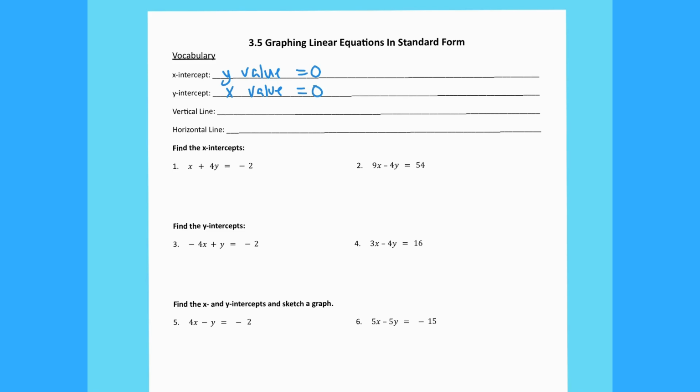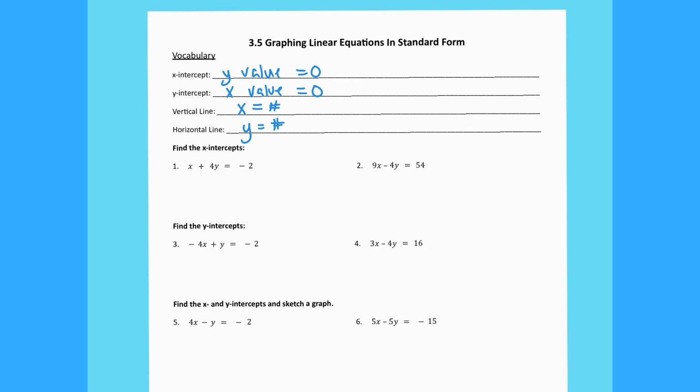And then we're also going to learn about two different types of lines that are different than the rest. So the first is a vertical, and the vertical line is going to be x equals and then some number, and the horizontal line is going to be y equals some number. And we'll look at some examples of that in just a little bit.